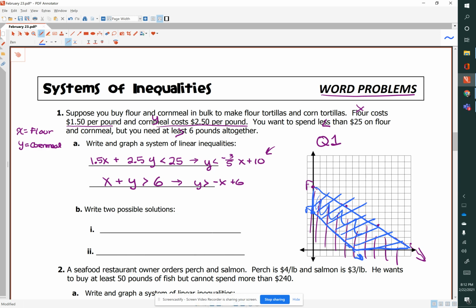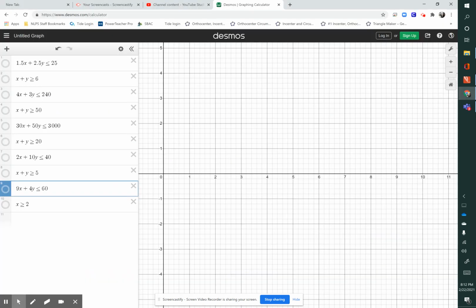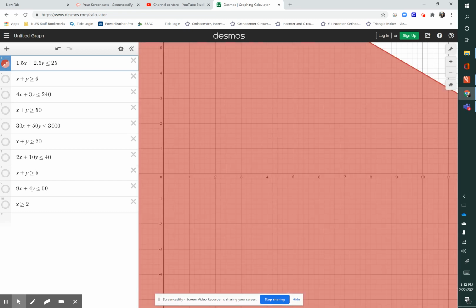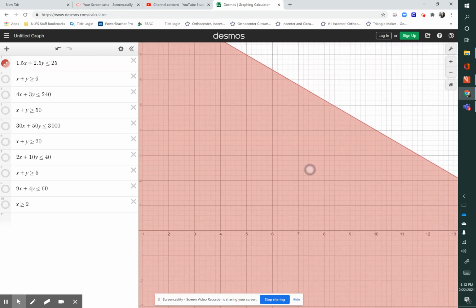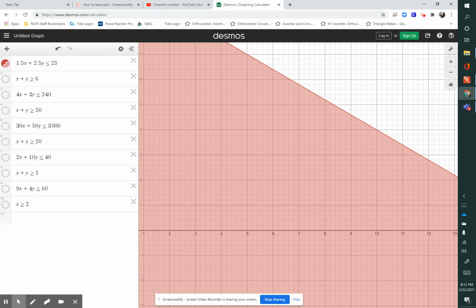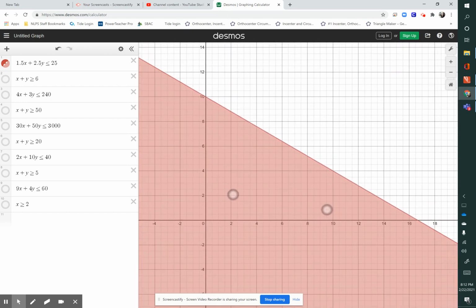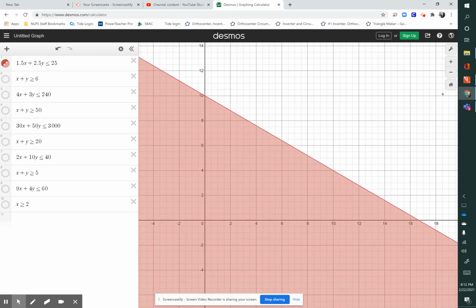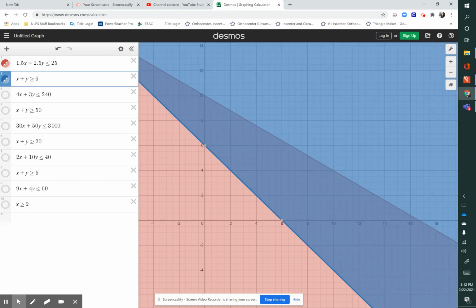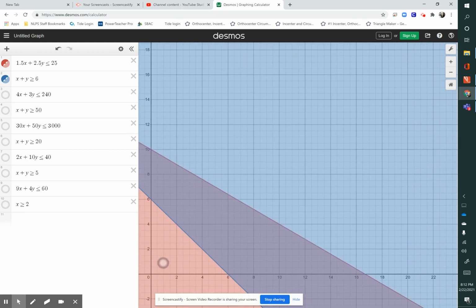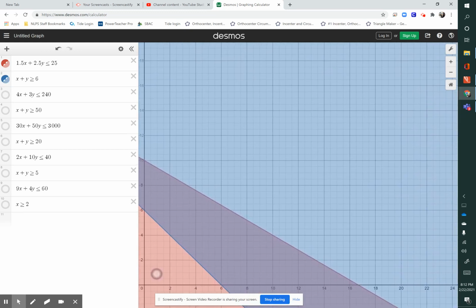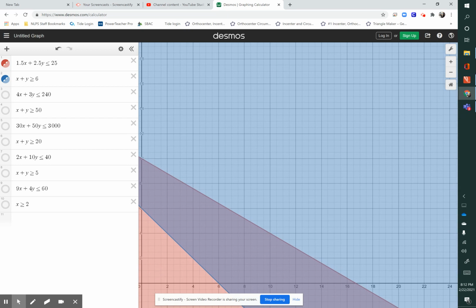So let's go to Desmos. Let's look at that graph. So this is our first inequality. This is 1.5x plus 2.5y is less than or equal to 25. And then here is our second inequality. And this overlapping area here, only in the first quadrant. So I'm going to move the Desmos down like that. This is our solution set.